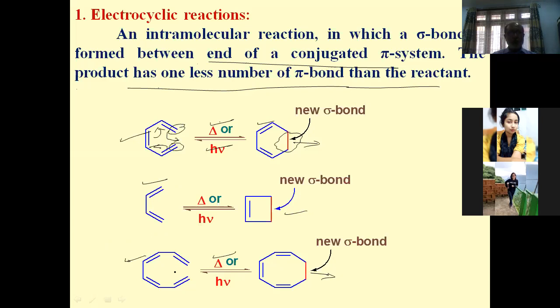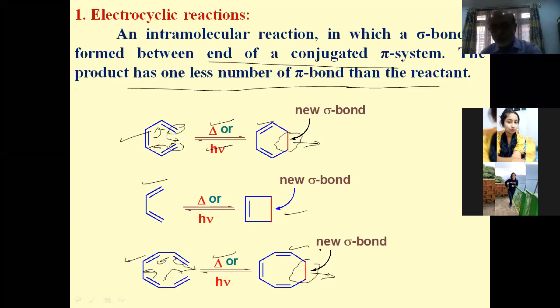We can show this reaction like this. This electron moves here, and this is here, and this is here. So in the product, we find there is a new sigma bond formed, shown by this red line, and the resultant product will have one pi bond less. This is the simple definition.